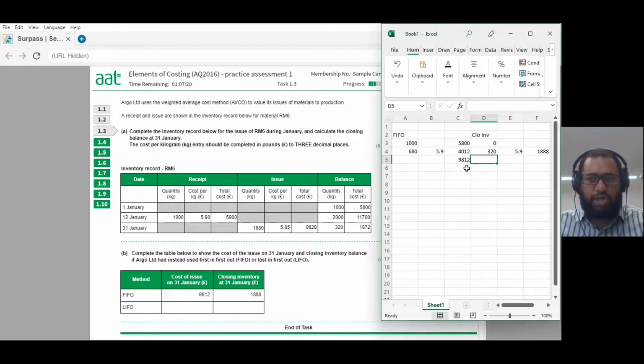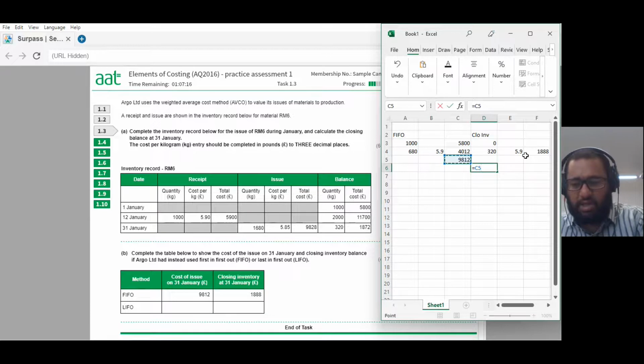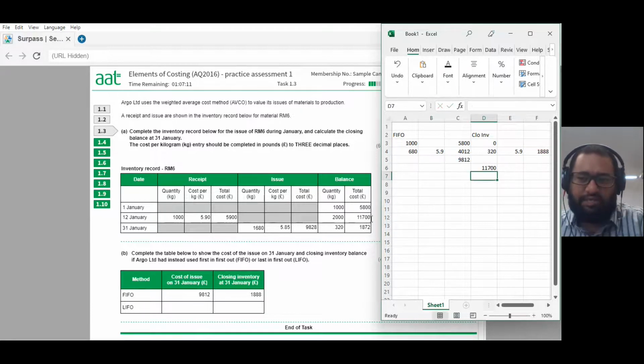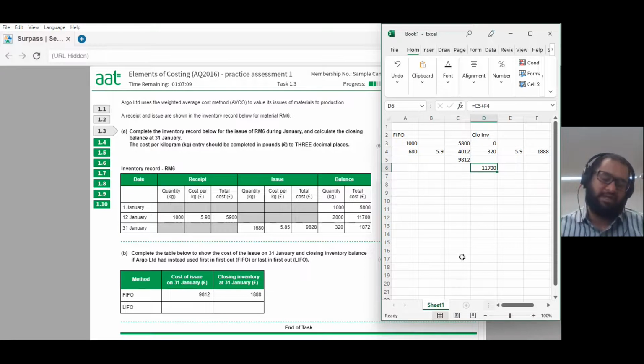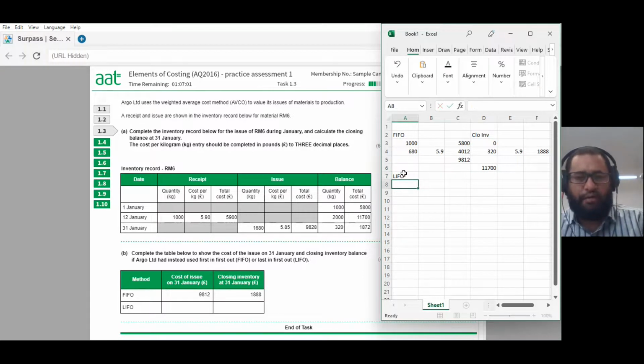Okay, but now let's prove my calculation is correct. To make sure they're both right, we're going to add this and this to see whether we have this 11,700. See my 11,700 there. So my calculation is correct according to our calculation methods. Now let's go to the LIFO method.